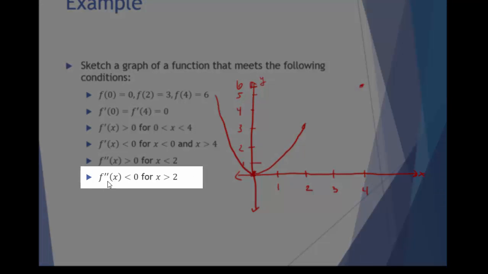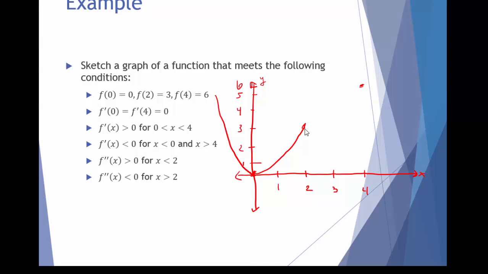The last condition says that the second derivative is less than 0, meaning the original function is concave down for all x greater than 2. So it's still an increasing function, but now it switches to concave down. And then at 4, we switch from increasing to decreasing. This is a curve that meets all of the conditions on the left. And that is just some of what we can determine about a function based on its first and second derivatives.